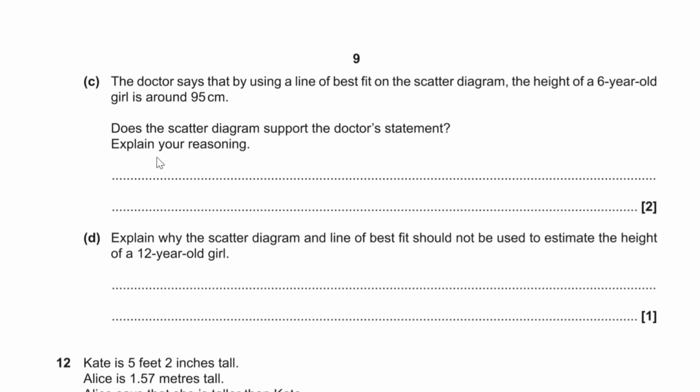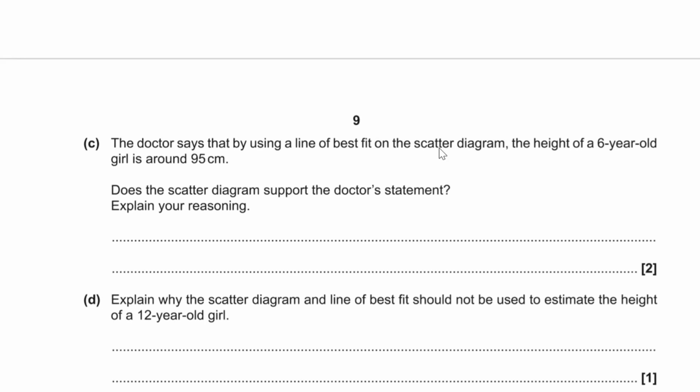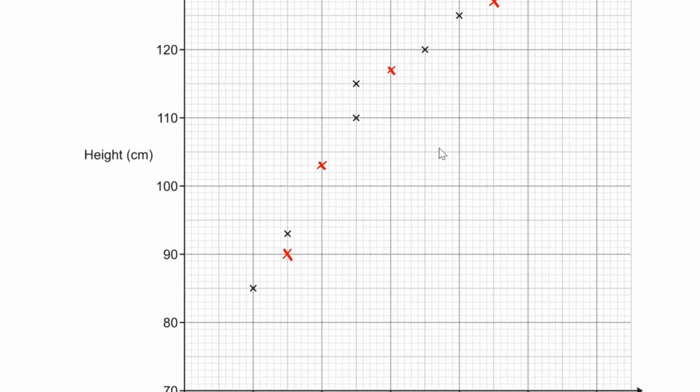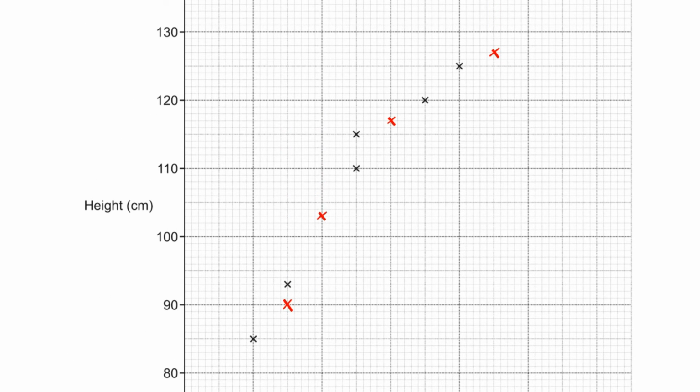Now for part C, the doctor says that by using a line of best fit on the scatter diagram, the height of a 6-year-old girl is around 95 centimeters. Does the scatter diagram support the doctor's statement? Explain your reasoning. Well, what we'll do to begin with is we'll actually draw on a line of best fit. A line of best fit goes through as many points as possible. We want roughly the same amount of points above the line as we have below the line.